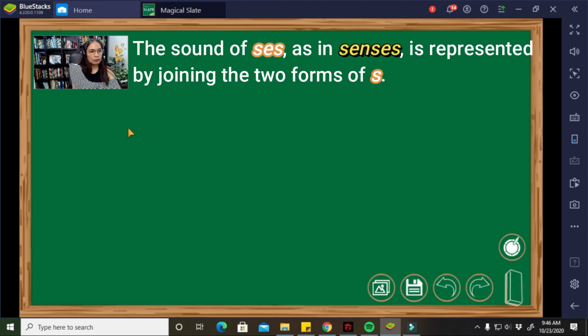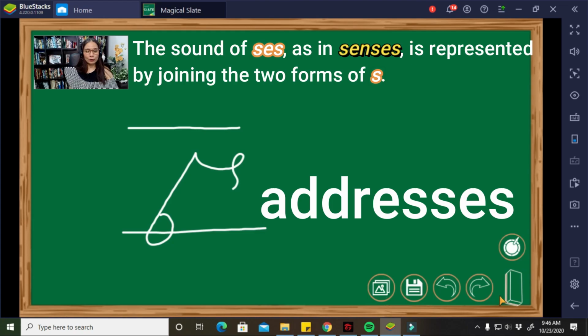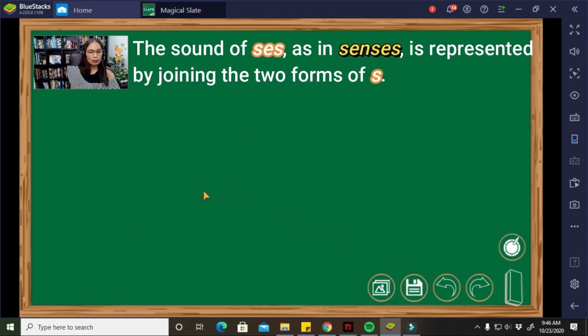Next example. What about this one? Okay. We have a big circle, an upward straight line, and then a forward curve and a small circle, and then the two forms of S. Very good. Addresses. Okay. So just simple. Okay. So next word.